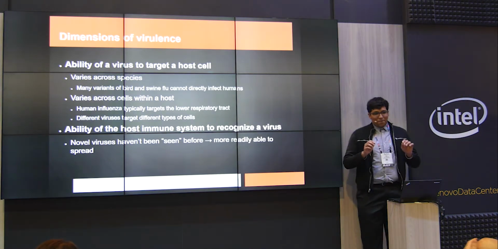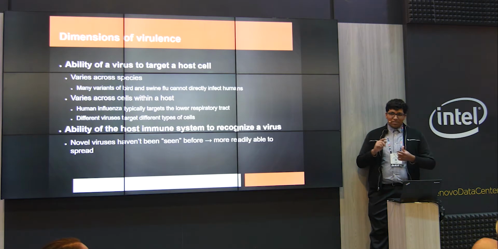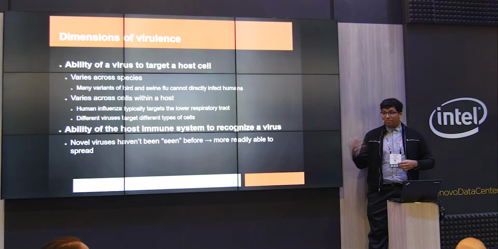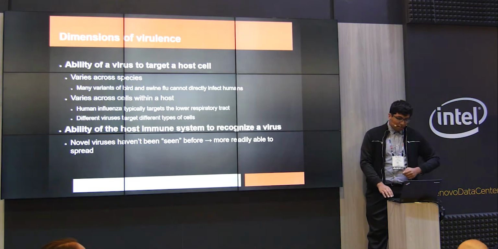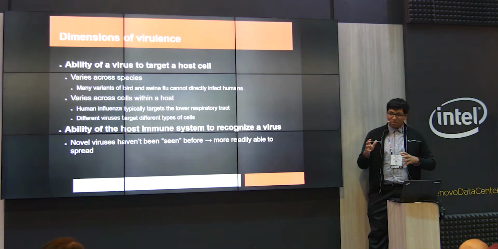So there are two elements of a virus that we're concerned about. The first is the ability of a virus to infect a host. So for example, many versions of bird flu and swine flu cannot infect humans because they target proteins that are specifically found in birds and pigs respectively. And the second is the ability of a host immune system to recognize the virus.